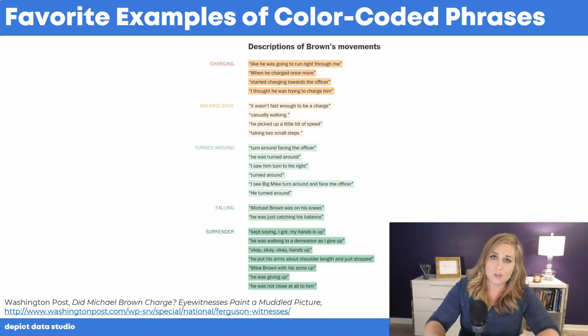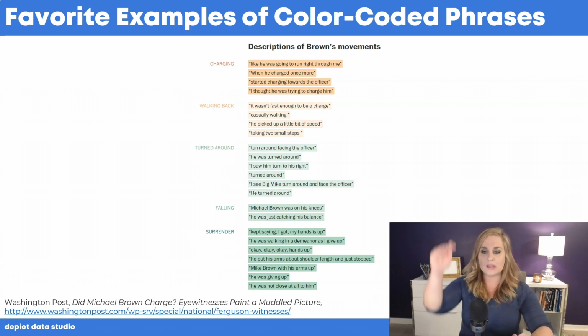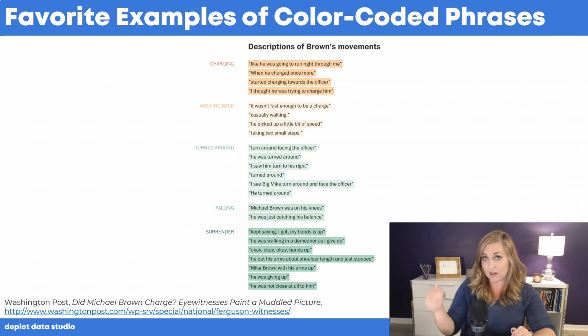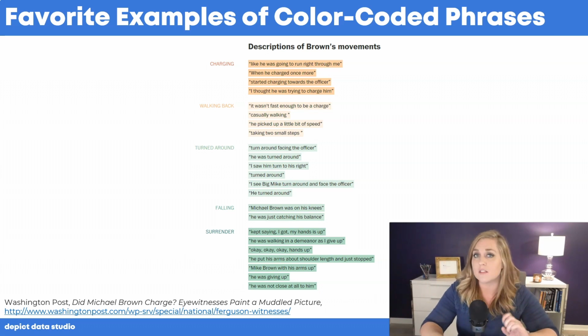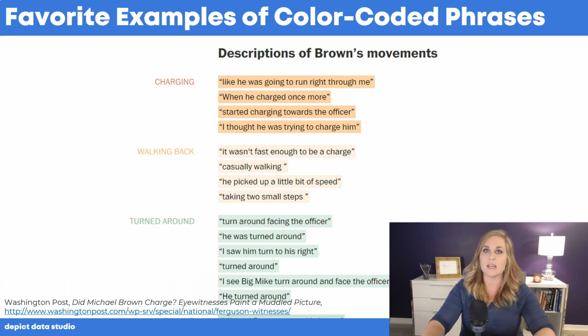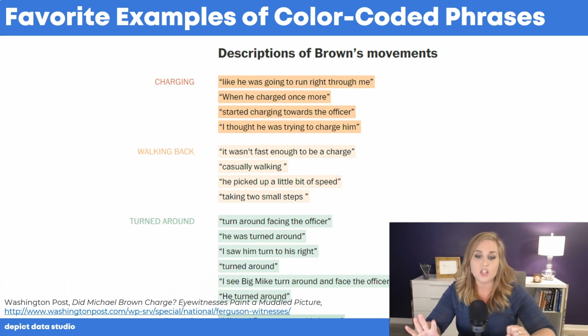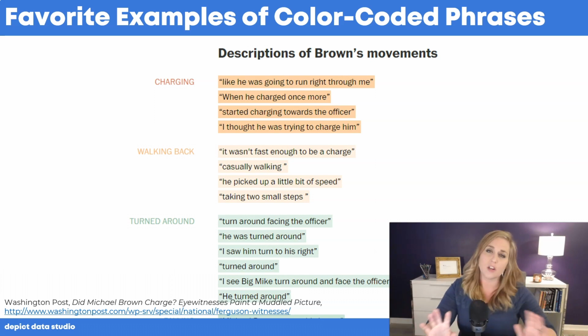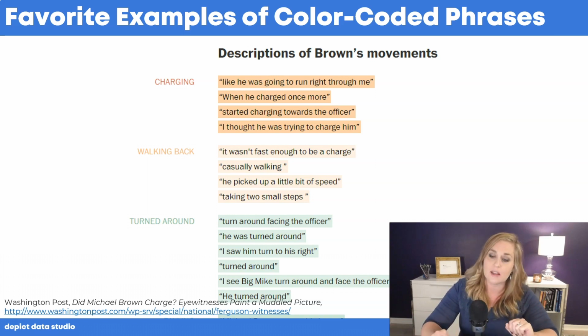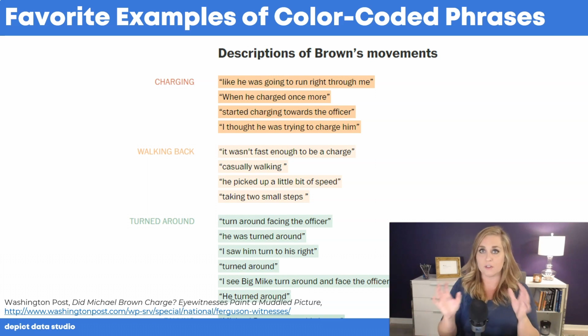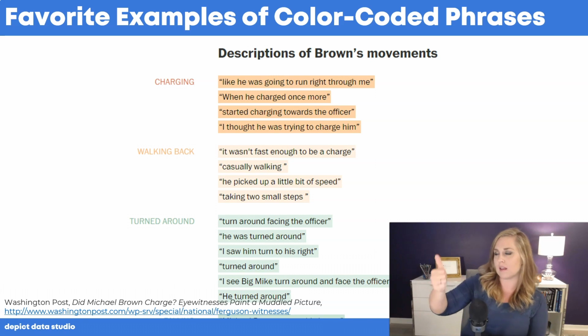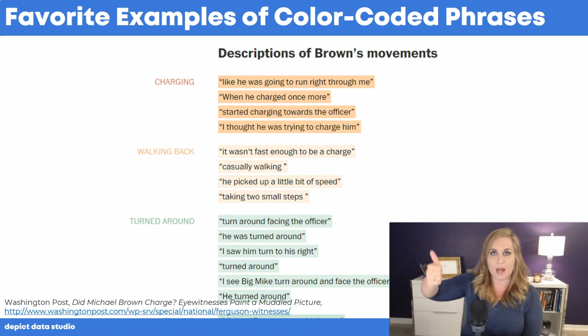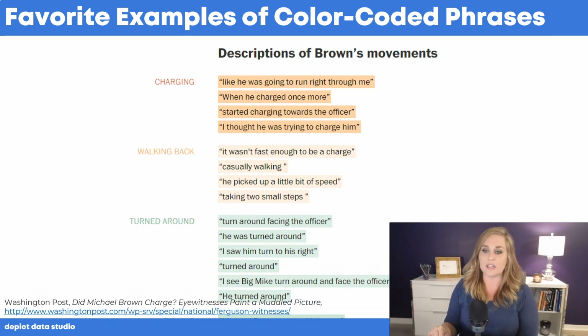If you want to quickly skim some of these phrases, you get the idea of this grouping of eyewitness statements also by color. So you can see examples of Michael Brown charging, walking back, turning around, falling back, surrendering. And not only are they colored for certain categories, but there's also that kind of thumbs up, thumbs down stoplight coding with the green and orange.